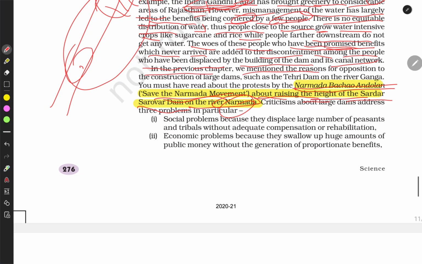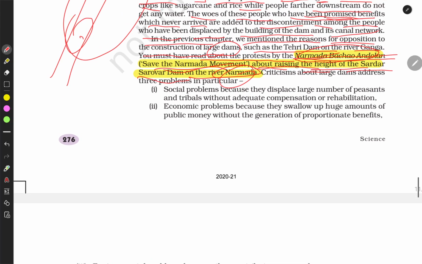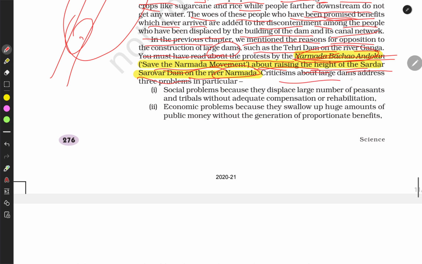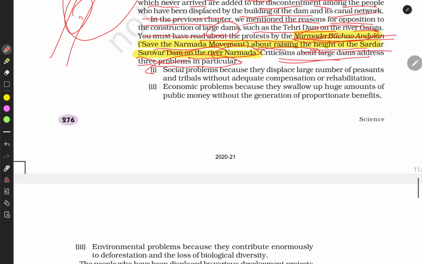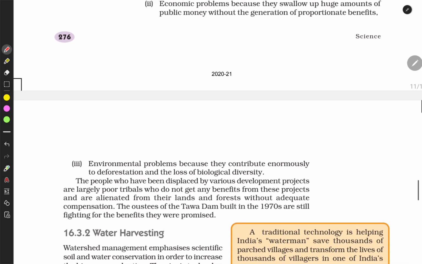In a previous chapter, we mentioned the reasons for opposition to the construction of dams, such as the Tehri dam on the Ganga River. You must have also read about the protest of the Narmada Bachao Andolan. So, what are the major criticisms? Criticism of large dams addresses three problems in particular.